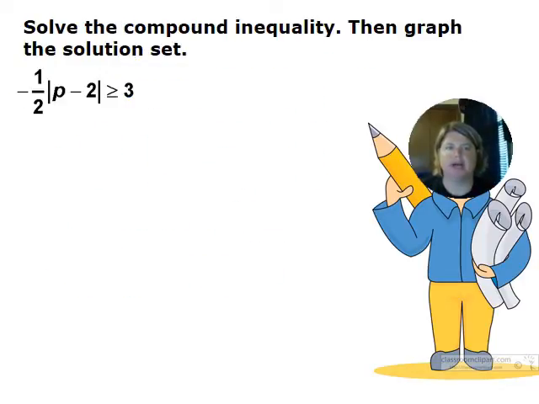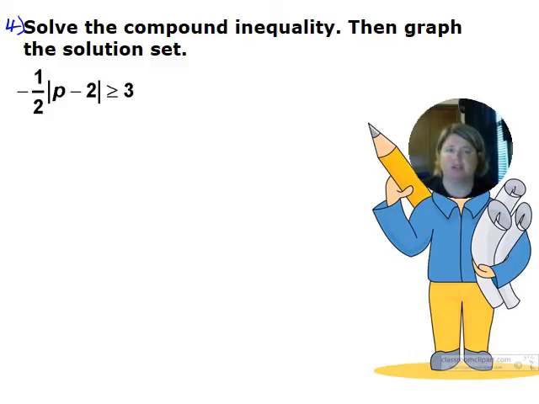All right, so let's look at number 4. Solve the compound inequality, then graph the solution set. So make sure you write this down. Negative 1/2 times the absolute value of p minus 2, absolute value, is greater than or equal to 3.